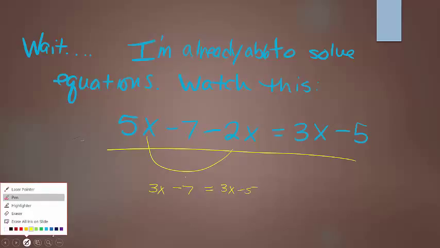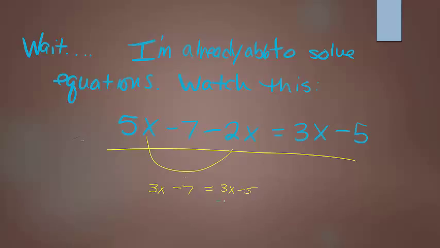All right, now we want to get the variables all on one side. So that cancels, and it also cancels on this side. So now I have negative 7 equals negative 5. And that is not true. That is false. Okay, so what happened here? This is a situation where we have a linear equation that will have no solutions.